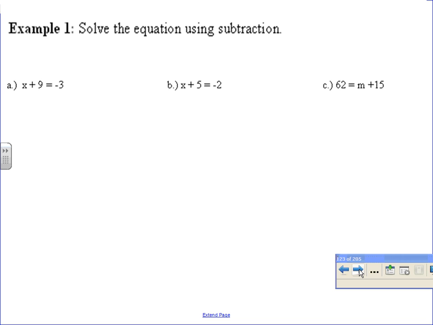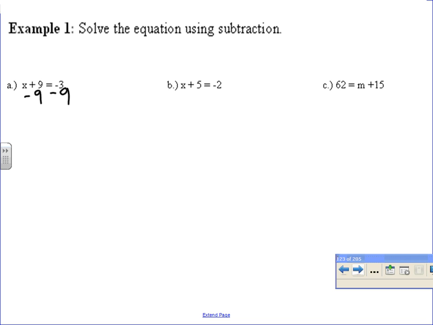On the left needs to be x. On the right needs to be all the numbers. To get x by itself in letter A, we need to get 9 to the other side. How do we undo this 9? In other words, how do we get this 9 to move to the other side? Raise your hand if you think you know. How do we get this 9 to move to the other side? Sean, what do you think? Yep, minus 9, minus 9.